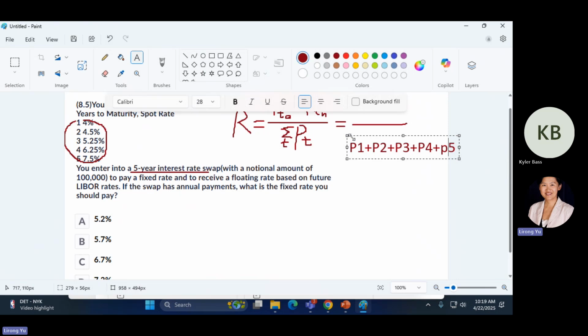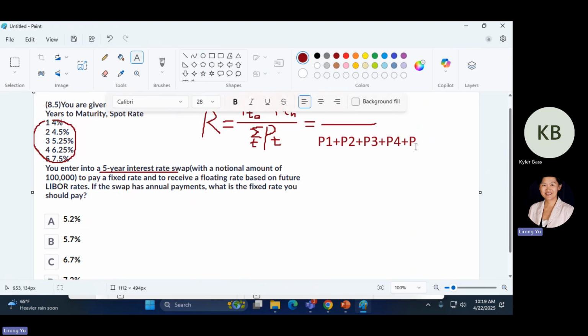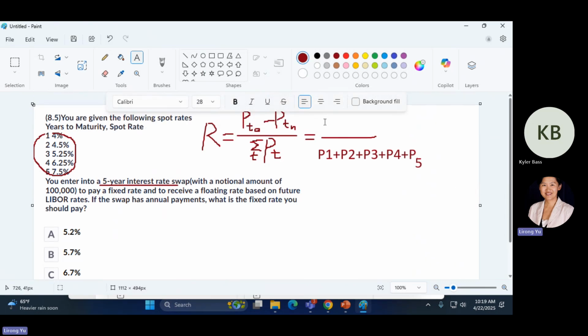This is the price per $1 discounted at time 0. And the numerator is supposed to be one period before the first one, which is P0 minus P5 in this case. Now you wonder what P0 was. It's the price at time 0. In this case, it's probably 1, because we're talking about the entire time frame.